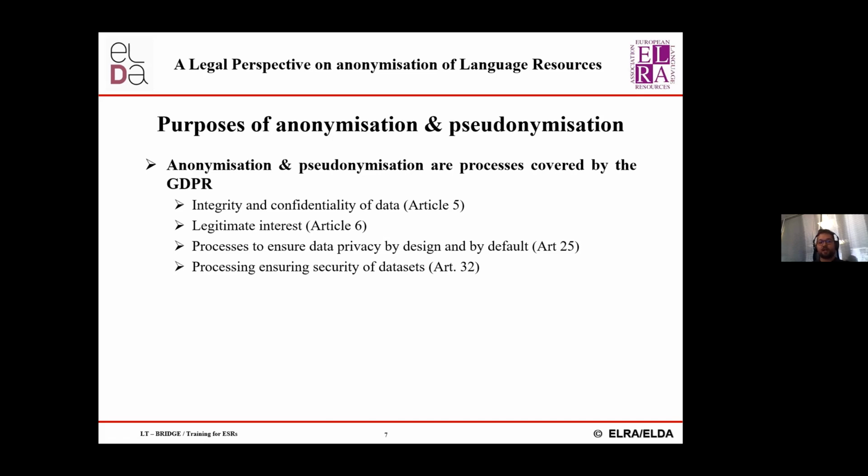These are processes that ensure the data privacy by design and by default obligation or principle that is inserted in Article 25 of the GDPR. And also, finally, these are processes that ensure the security of datasets, especially regarding the security of the person, the names and data of the persons that are included in those datasets. So these techniques of anonymization and pseudonymization are tools for complying with the GDPR.